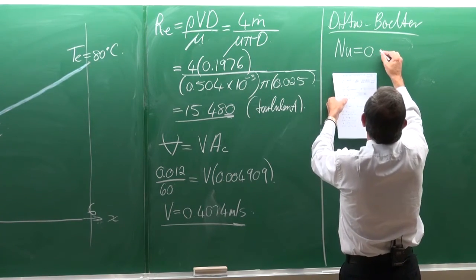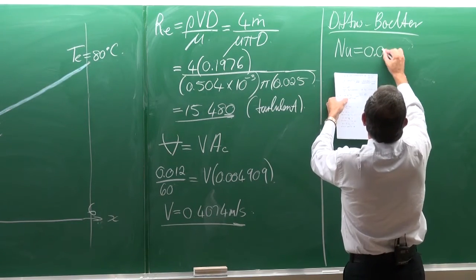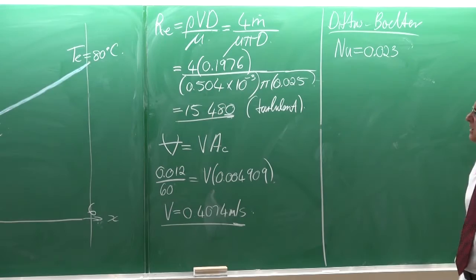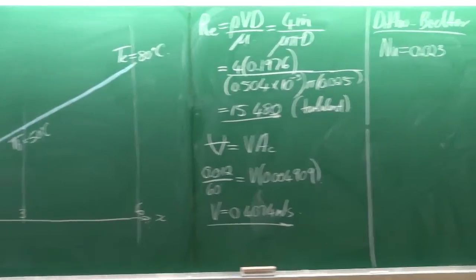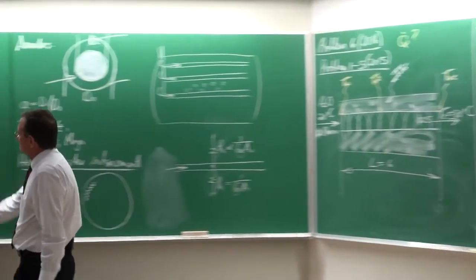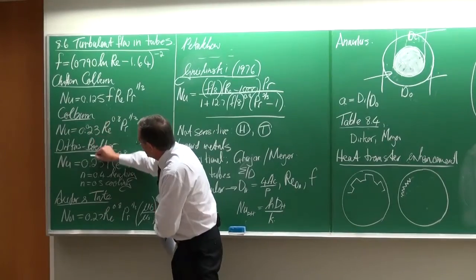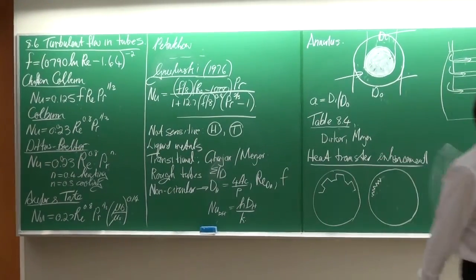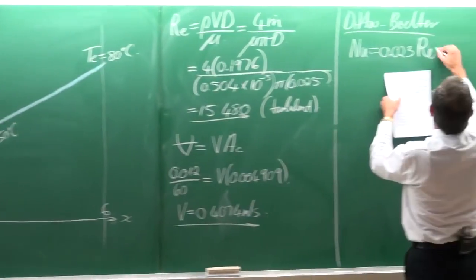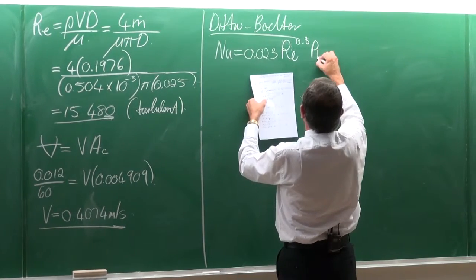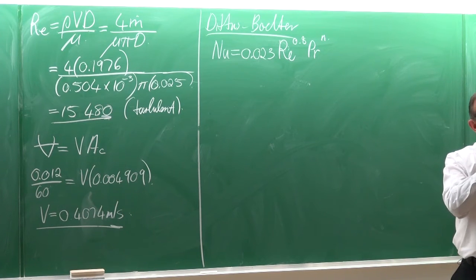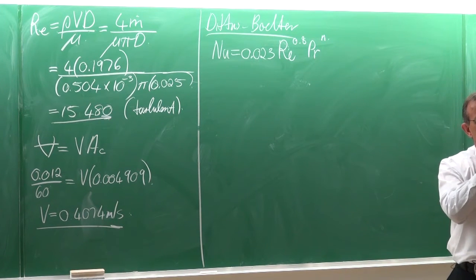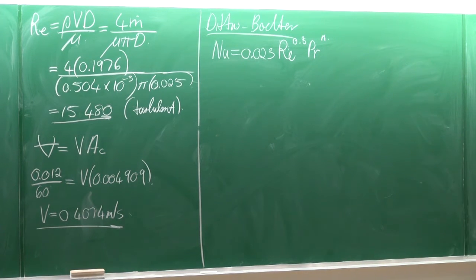The Dittus-Boelter is equal to 0.023, I think this is 0.023, is that right? Yeah, okay. So let's just go back here. Remember, I've just written this down. I actually think this is 0.023. So let's come back to the calculation. 0.023, Reynolds to the 0.8, Prandtl to the n. Can you check in your textbook, is it 0.023 or is it 0.23? Which one is it?